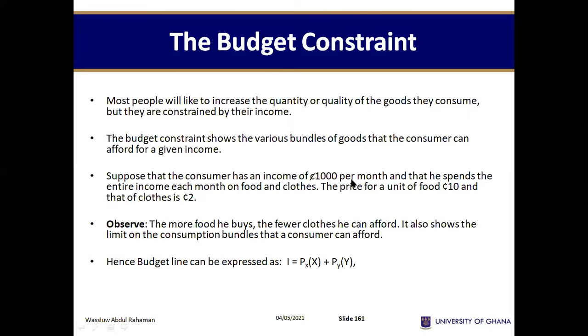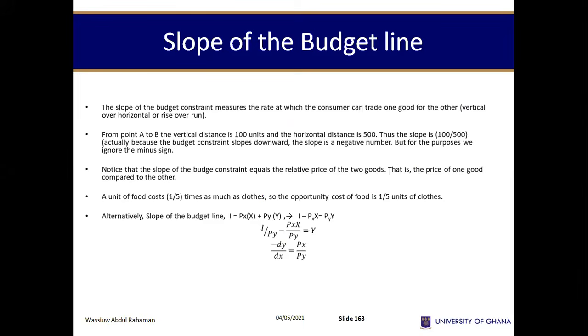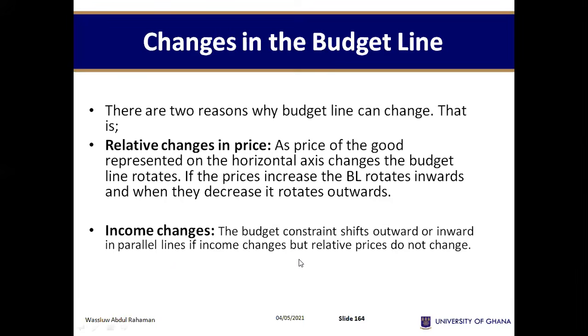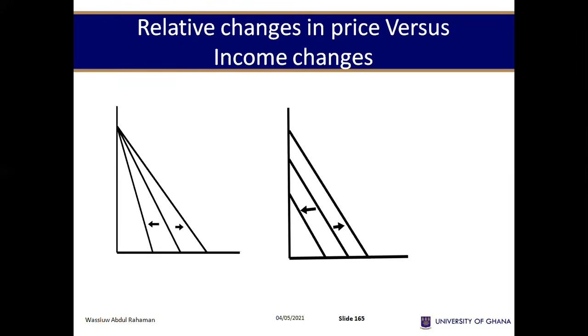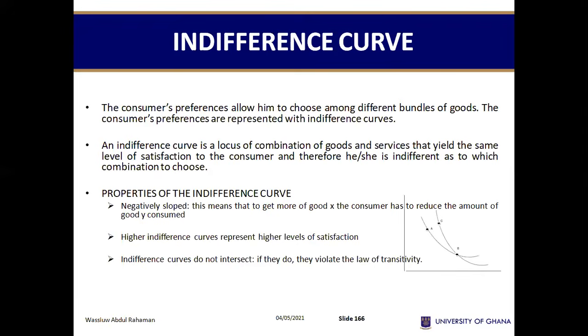Okay, so now let's move on to what the consumer is willing to do. I have discussed extensively what the consumer can do. The maths bit is what you see down there. I've also discussed the changes in the budget line with you. And now we are going to look at what the consumer is willing to do.